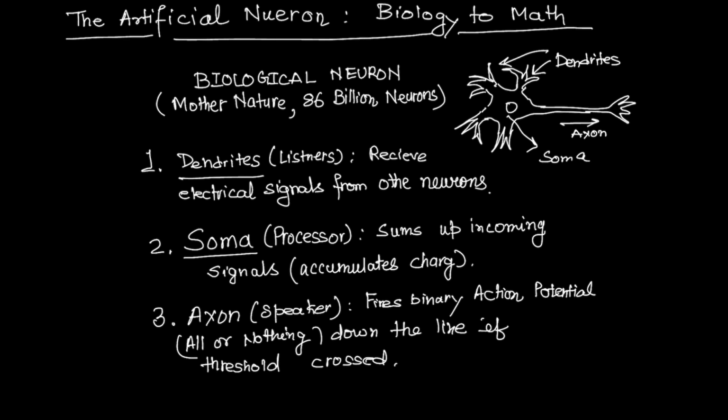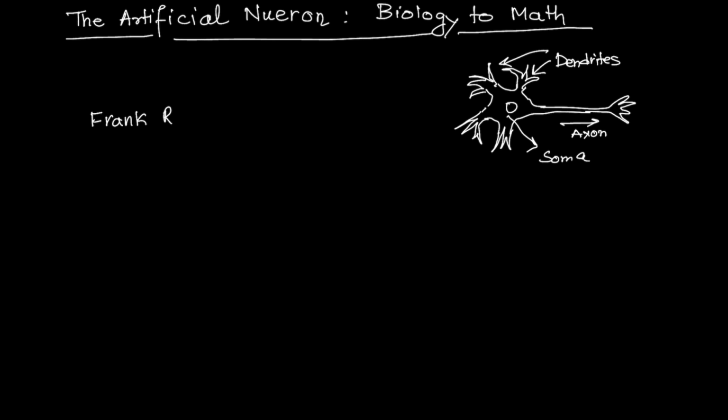This firing event is called action potential. And here's the secret. It is binary. The neuron either fires or it doesn't. It doesn't kind of fire. It doesn't fire a little bit. It's all or nothing.